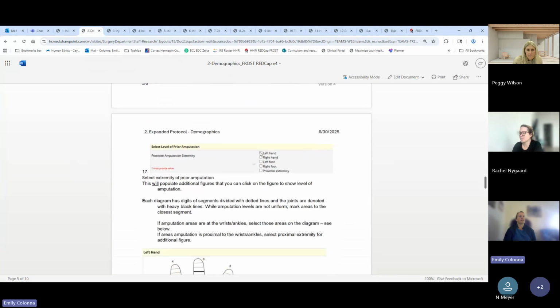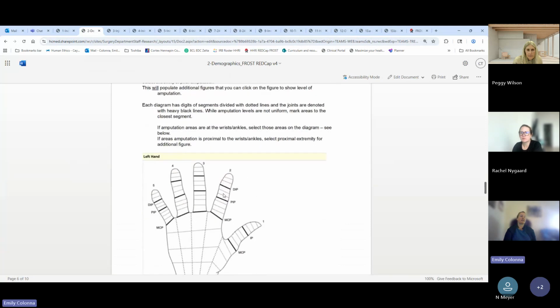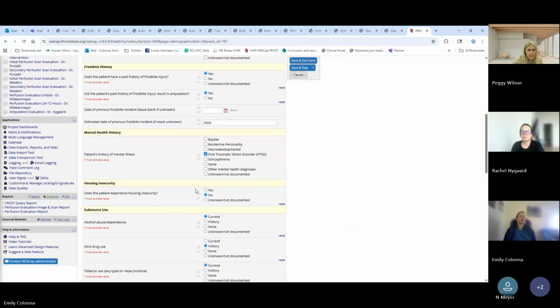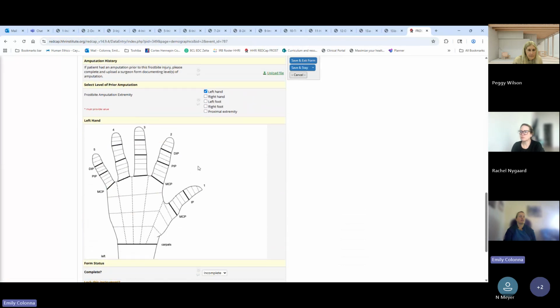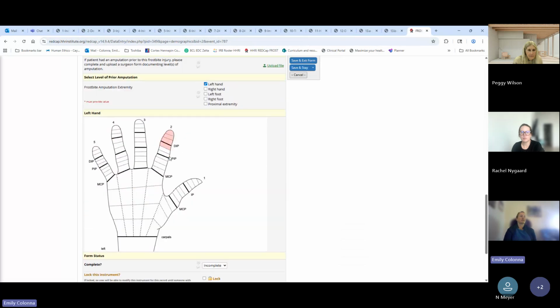And then you can select the hand that was amputated previous to this admission, and then you can click on these guys here to indicate what was amputated. I'm back in the Redcap survey. And here's your clickable hand. I'm going to say my patient had just part of his finger amputated a couple years ago. And that's it for that one.